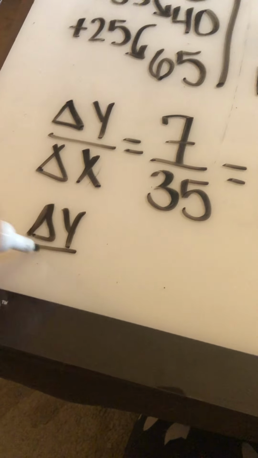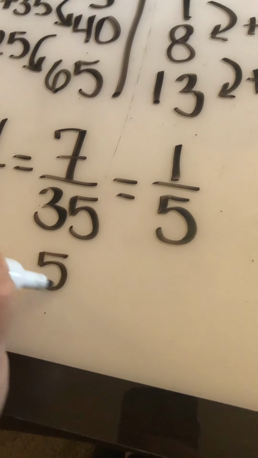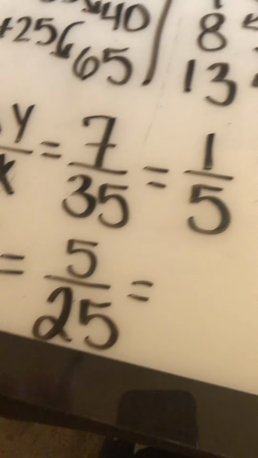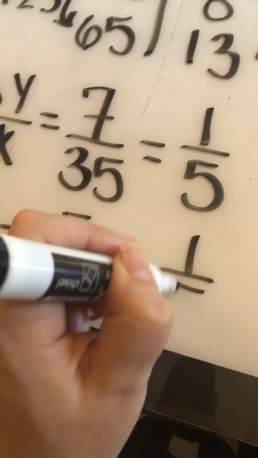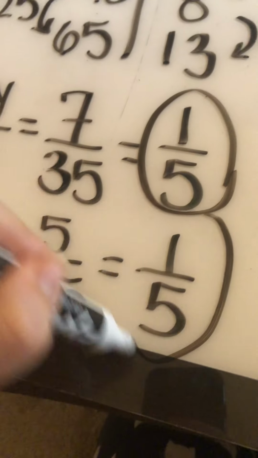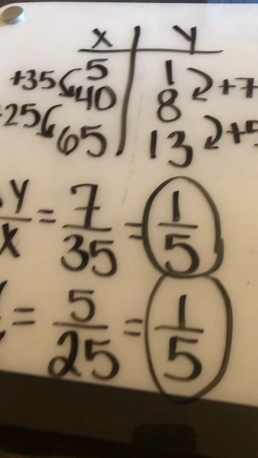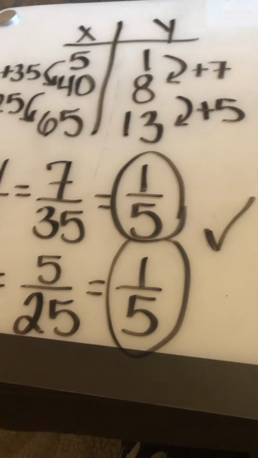Okay, now I'm going to check the second one. So again, change in y over the change in x. Let's see. Change in y was 5. Change in x was 25. 5 over 25 can reduce to 1/5 because I could divide them both by 5, and check that out. There is a constant. It's just they skipped numbers in the table to make it look like there wasn't. So there is a constant here. That's our first check.